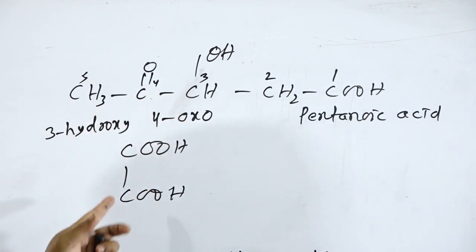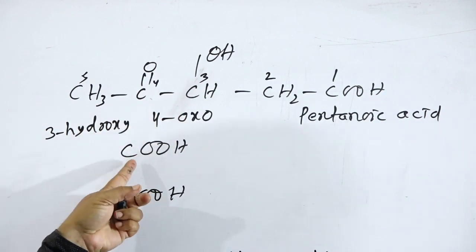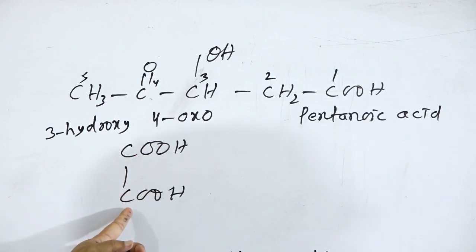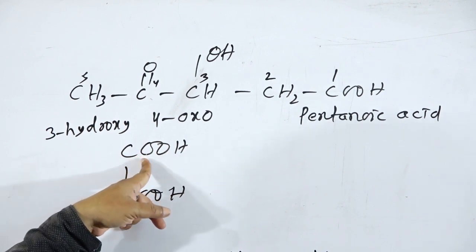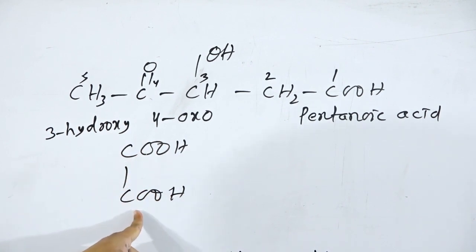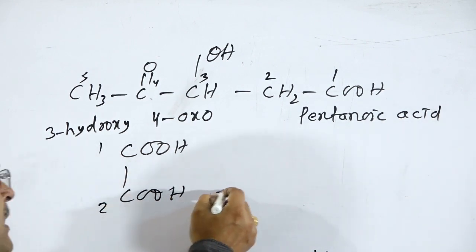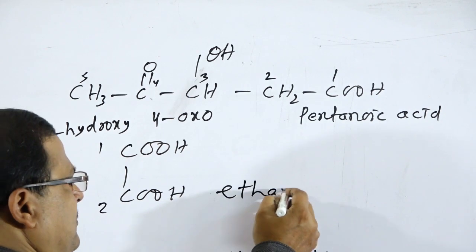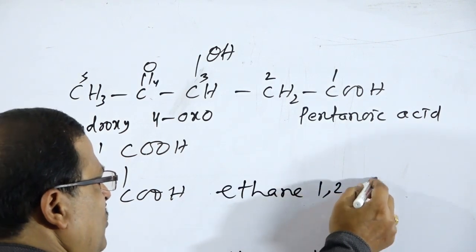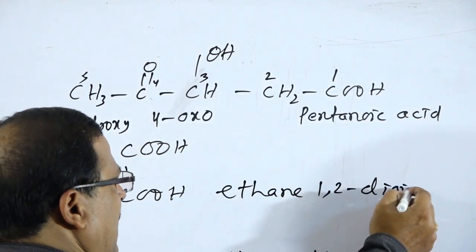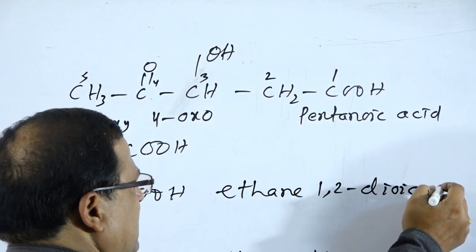The next compound contains two COOH groups. When two COOH groups are there, we write dioic acid. So with 1, 2, that is ethane-1,2-dioic acid.